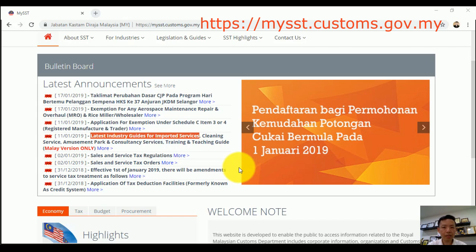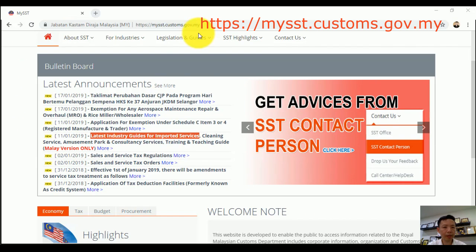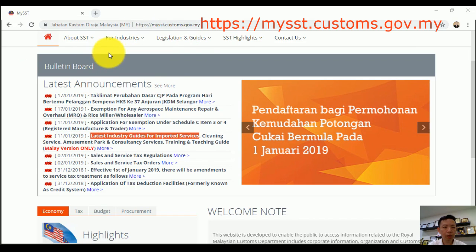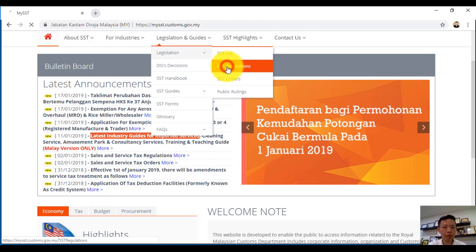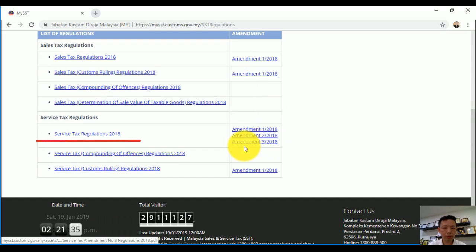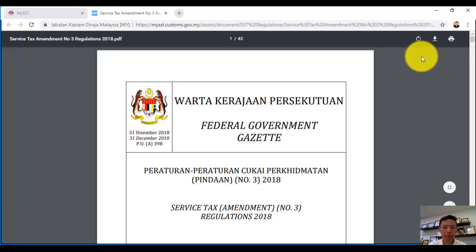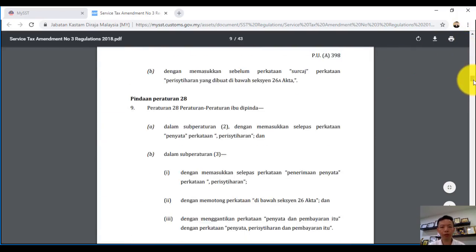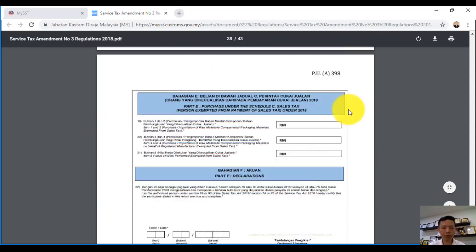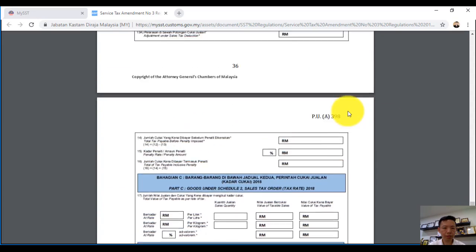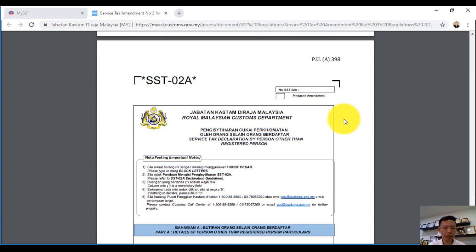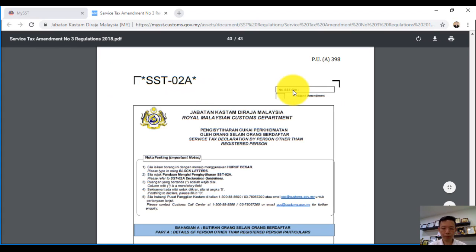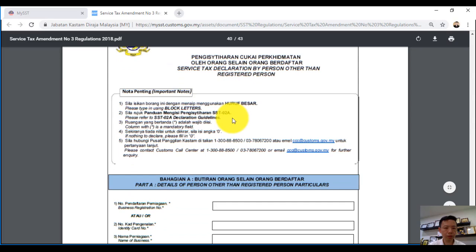Now, to get the SST.You form, what you need to do is just go back to your My SST Portal, go to Registration and Guide, go to Registrations, go to SST Regulations, then go to Service Tax Regulation 218 and the Amendment 3. Of course, you can scroll down and look through all these details, but what I want you to do is we just go directly to this page where we can see the SST.You form.